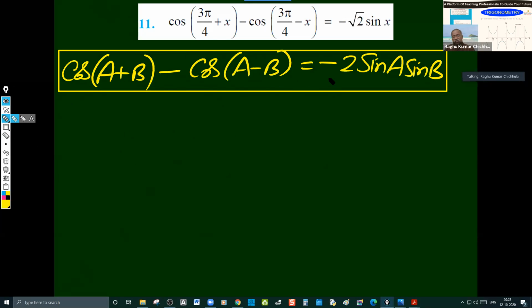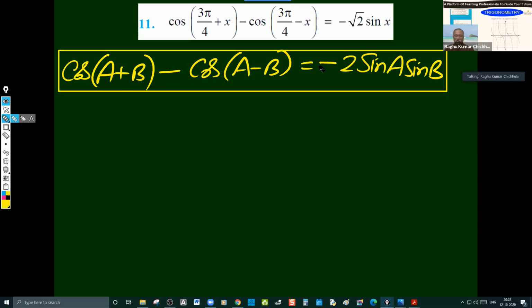This minus is very, very important, Maurya, because cos A plus B is cos A cos B minus sin A sin B, and cos of A minus B is cos A cos B plus sin A sin B. When you subtract, then you will get minus 2 sin A sin B.